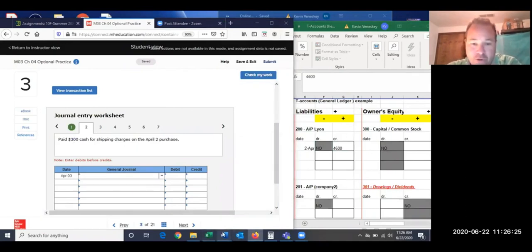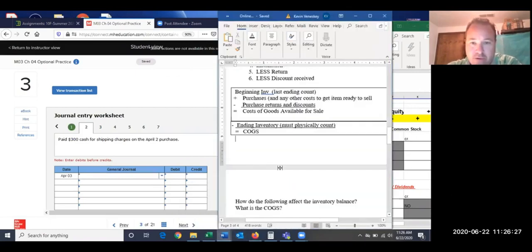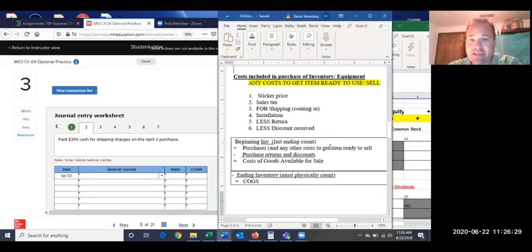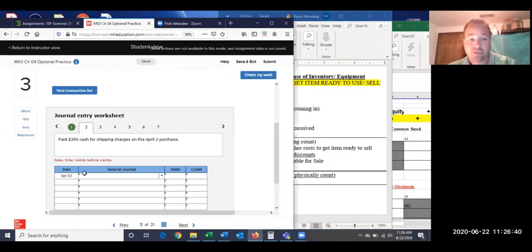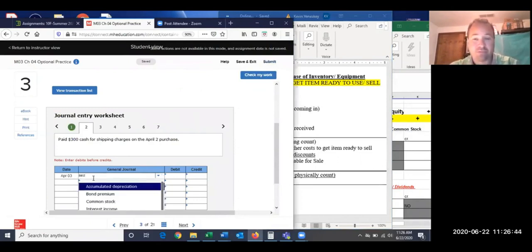Okay, we paid $300 cash for the shipping charges. Remember, that comes back to our notes. Our notes say anything that gets the item ready to use or sell goes into the cost of the merchandise. And one of those is the FOB shipping point, shipping coming in. So we're not going to debit shipping expense. We're not going to debit anything like that. We're just going to simply debit merchandise inventory for $300.